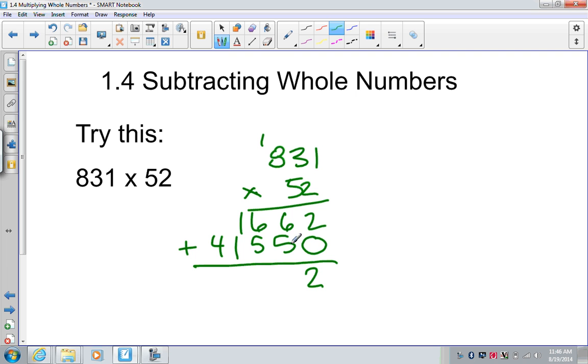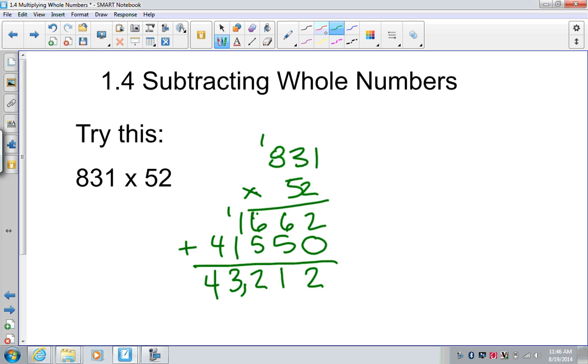2 plus 0 is 2. 6 plus 5 is 11, so I'm going to carry a 1. 6 plus 5 is 11 again, plus 1 is 12, carry the 1. 1 plus 1 plus 1 is 3, and then the 4 has nothing to add to, so we drop that down. So our answer is 43,212.